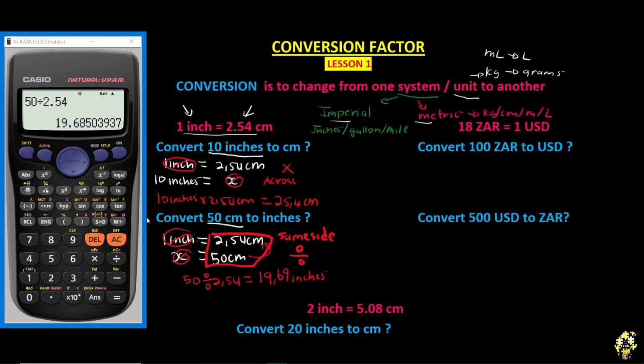After cancelling the x and the 1, if the numbers are sitting across, you have to what?